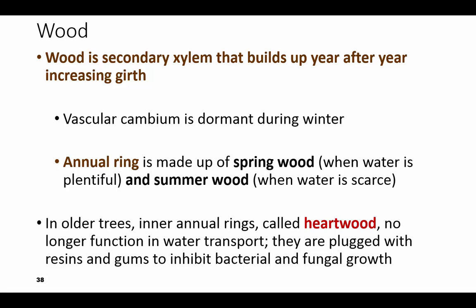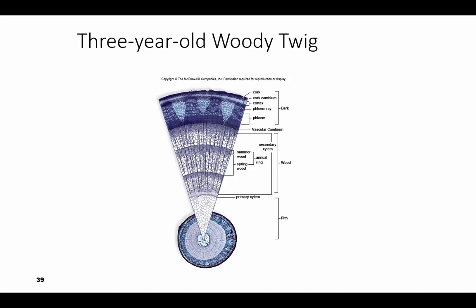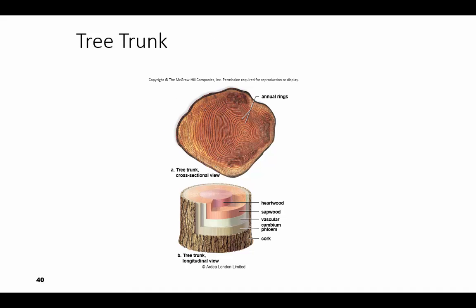In older trees, the inner annual rings are called heartwood. They don't function at all in water transport because they're plugged up with resins and gums. But that's good because it inhibits bacterial growth and fungal growth. And you can see there the rings.